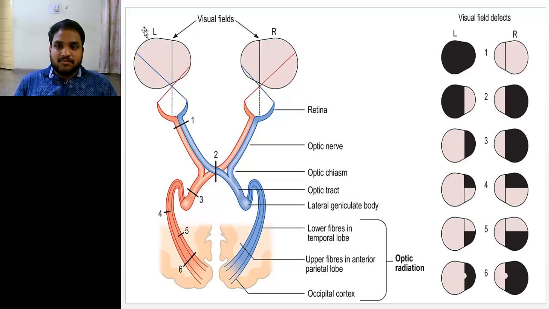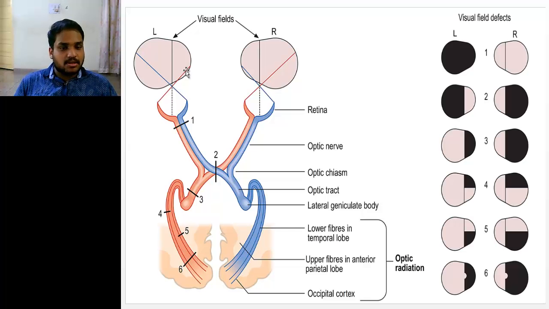This is the left visual field. This is the right visual field. Each visual field, we can divide it into the nasal as well as the temporal fields, right? This is the nasal field. This is the temporal field, right? And this is the nasal retina and this is the temporal retina. The nasal retina receives impulses from the temporal field, while the temporal part of the retina receives impulses from the nasal field. Why is it so?